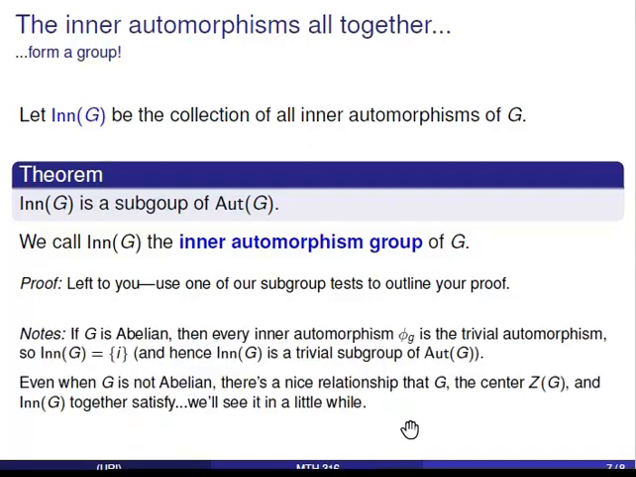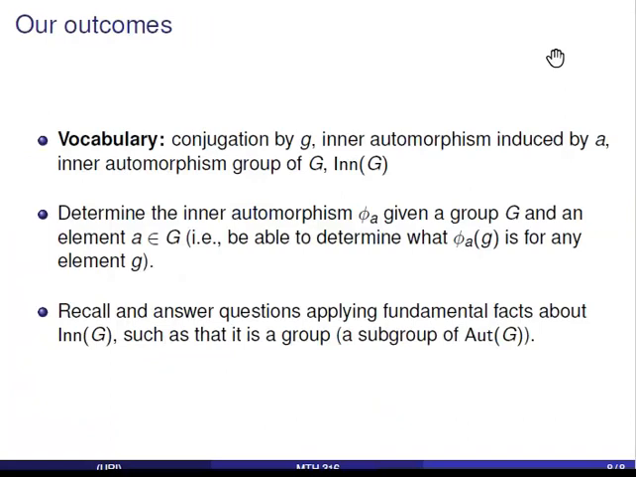Well, it's time for a few more notes. First, if G is abelian, then every inner automorphism, phi sub g, is the trivial automorphism. This makes Inn of G a trivial subgroup of Aut of G when G is abelian. Next, as we will see in a little while, there is a nice connection between any group G, its center, and its inner automorphism group. We don't know enough to say what that connection is just yet, but it's coming, and it applies to all groups. And with that, we reach the end of this video.